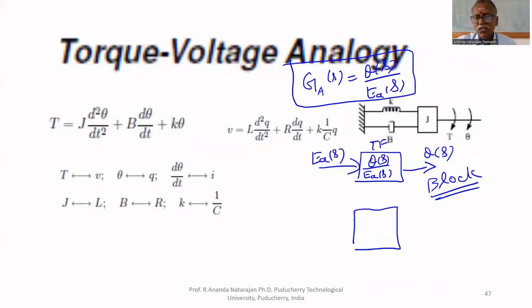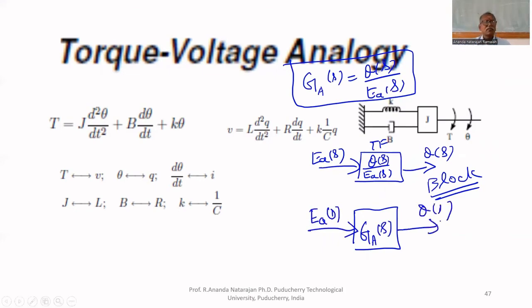GA of S. So in the block diagram, we can write GA of S simply. The input is EA of S and the output is theta of S. We can put like this. This representation is called block diagram representation. But there is no inner details. The final transfer function is represented like this.